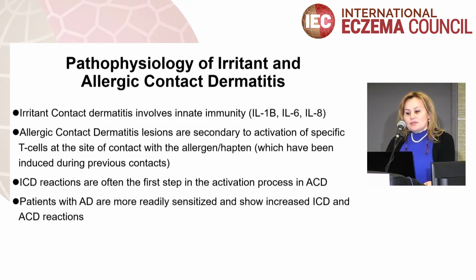So what is the pathophysiology of irritant and allergic contact dermatitis? And you'll have another talk on irritant contact dermatitis and one on allergic contact dermatitis. But irritant contact dermatitis primarily involves innate immunity, with involvement of IL-1 beta, IL-6, IL-8. And allergic contact dermatitis lesions are secondary to activation of specific T cells specific to the antigen at the site of contact with the allergen or hapten. And usually that's induced in a previous contact.